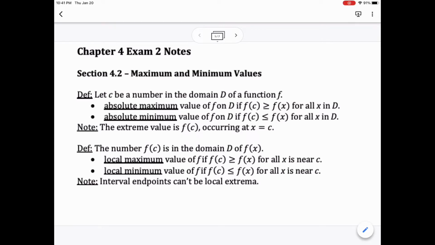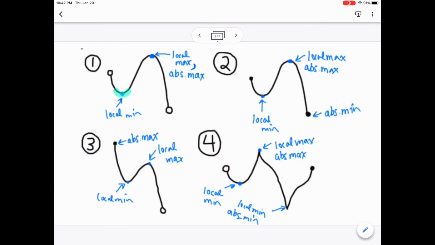Notice that also if it's a closed interval for the domain, the interval endpoints cannot be absolute maxes and absolute mins for the function. So here's some examples of what these kind of look like. For one, I have a local min. Notice that it's not the smallest overall, but it is a dip at that point. Your local max can be an absolute max. Those are kind of the same thing.